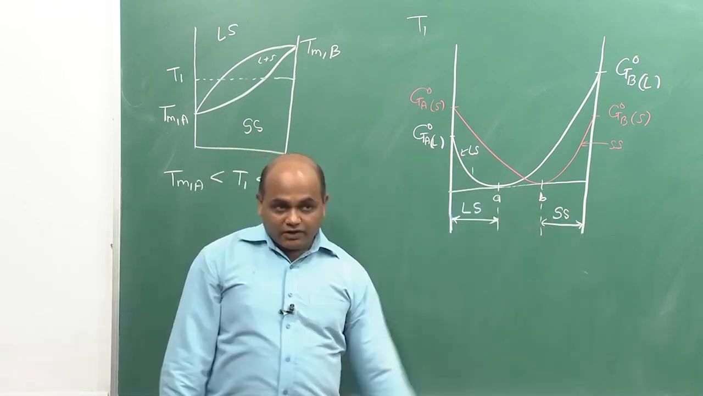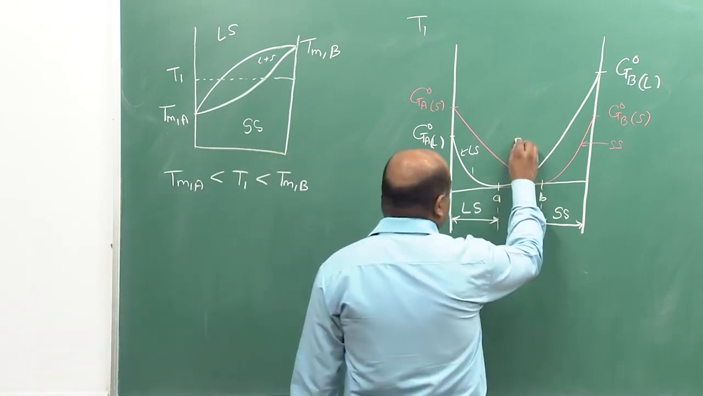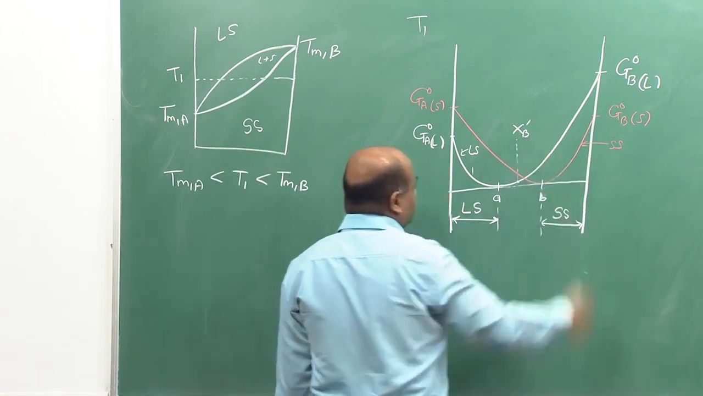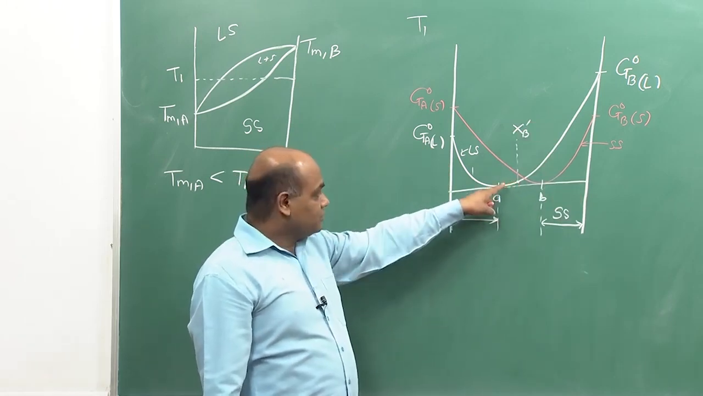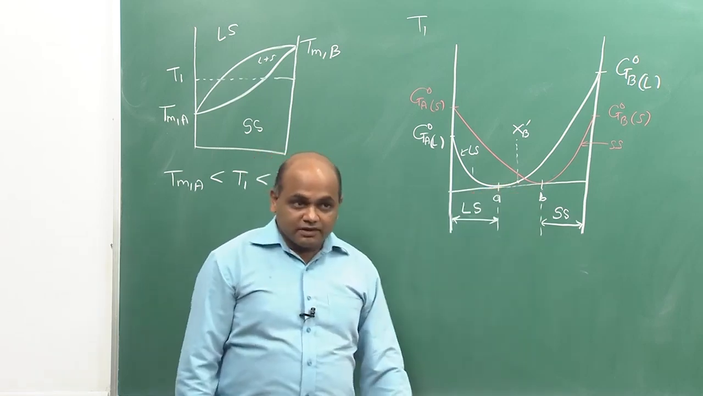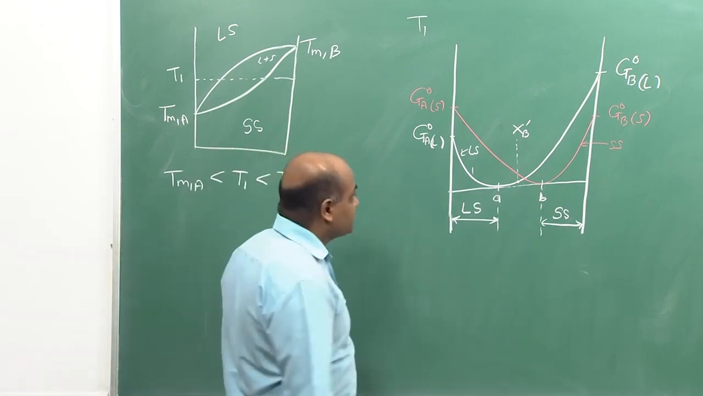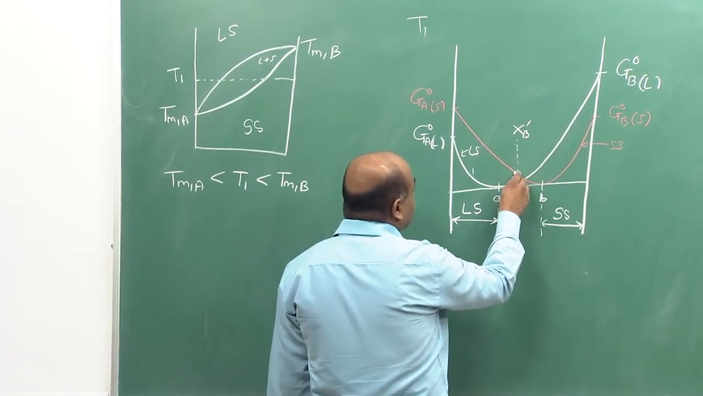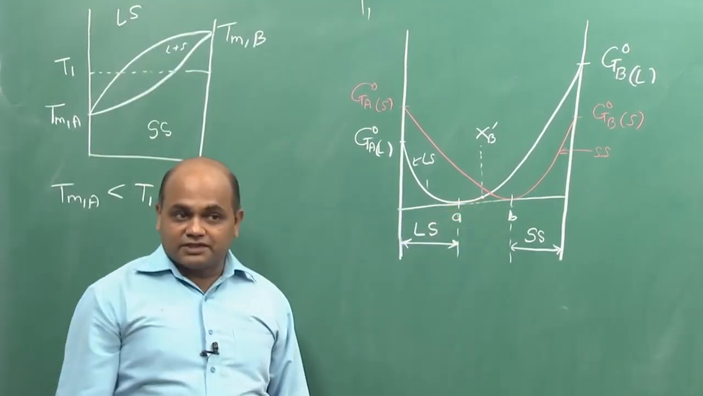But between A and B, what happens? Again, if we consider any composition in between, let us say x_B prime, we see that if this composition splits into one liquid solution and one solid solution, it will be associated with a decrease in Gibbs free energy, right. So, at x_B prime, it looks like the liquid solution has a lower Gibbs free energy than the solid solution, one would tend to think that the liquid solution is stable.